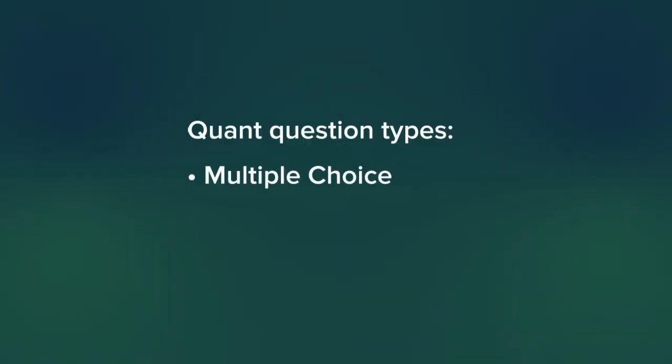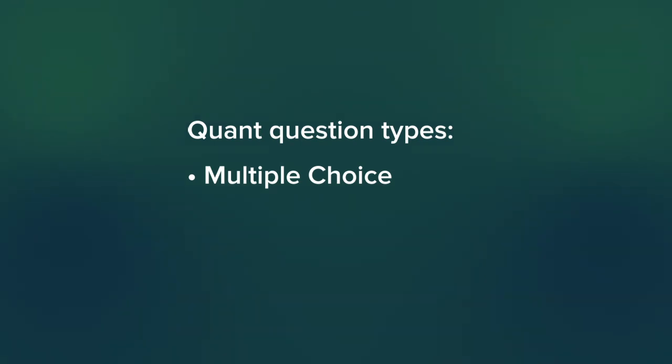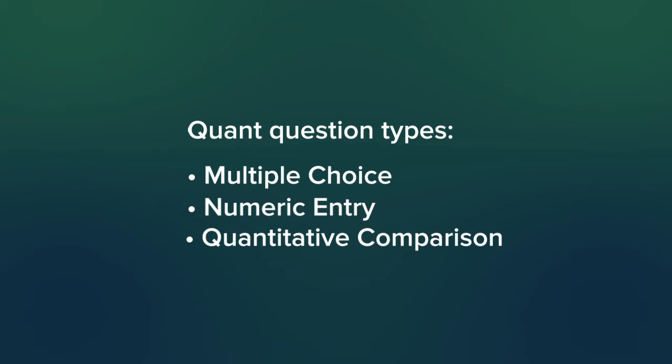On quant, you have your regular multiple choice where you fill in one answer. You have multiple choice where you can fill in multiple answers. You have numeric entry where you actually have to type in the answer. And then you also have quantitative comparison where you're determining which quantity is greater, or if you can't determine which quantity is greater, or if the quantities are equal.